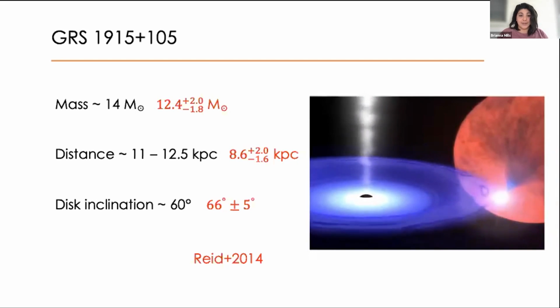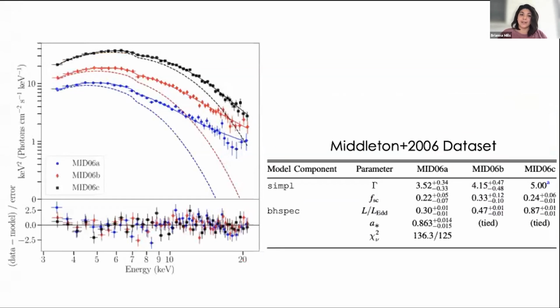So using these new constraints, I first started with redoing the Middleton et al. data analysis. So I used PH-spec to model the disk emission, which is what they also used, and also used Simpl to measure the contribution from the corona. And we found that the spin for this data set in particular wanted to be pushed up from about 0.7 to about 0.86 is what we get here.